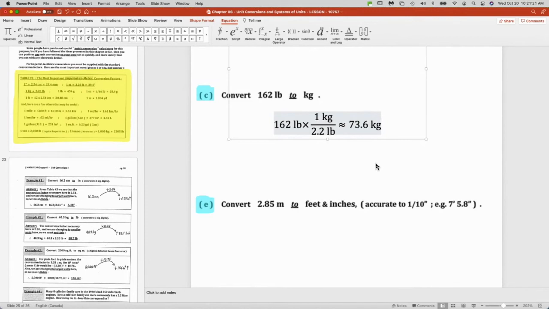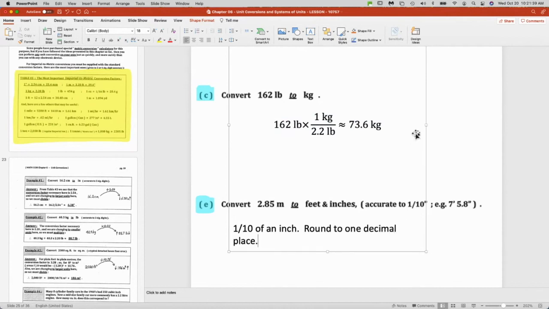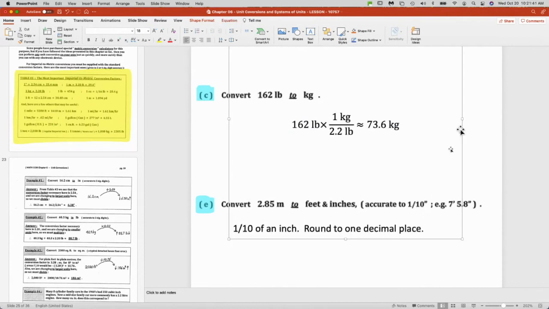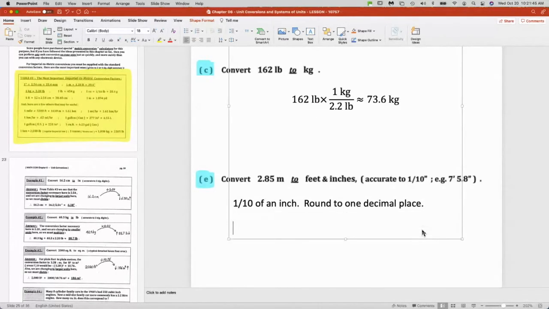Okay, so we're going to go now to the 10th of an inch. 10th of an inch is pretty easy. It just means round to 1 decimal. So when you see here a 10th of an inch, that just means round to 1 decimal place. So that's not a thing out of the ordinary. It's like what I've been getting you to do on your assignments and tests. This is a little bit easier anyway.